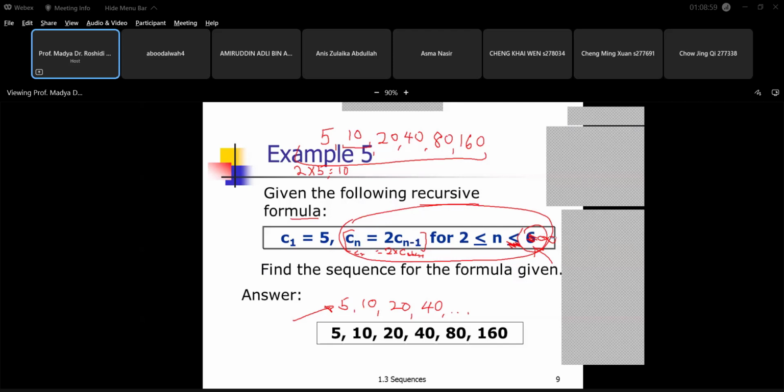If you put here 4, we only need to represent 5, 10, 20, 40. No need for more here. And we need to put equal because we know the ending point here. So we put equal. Okay, so far so good.